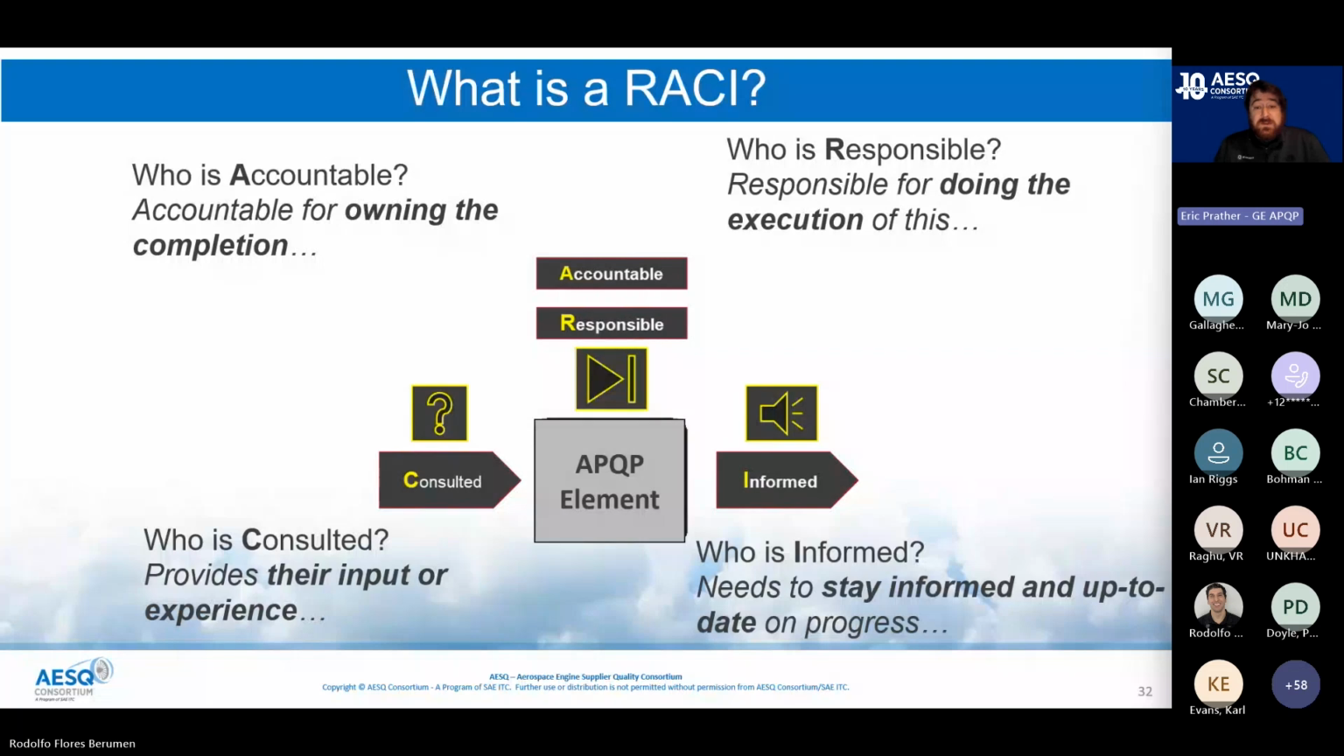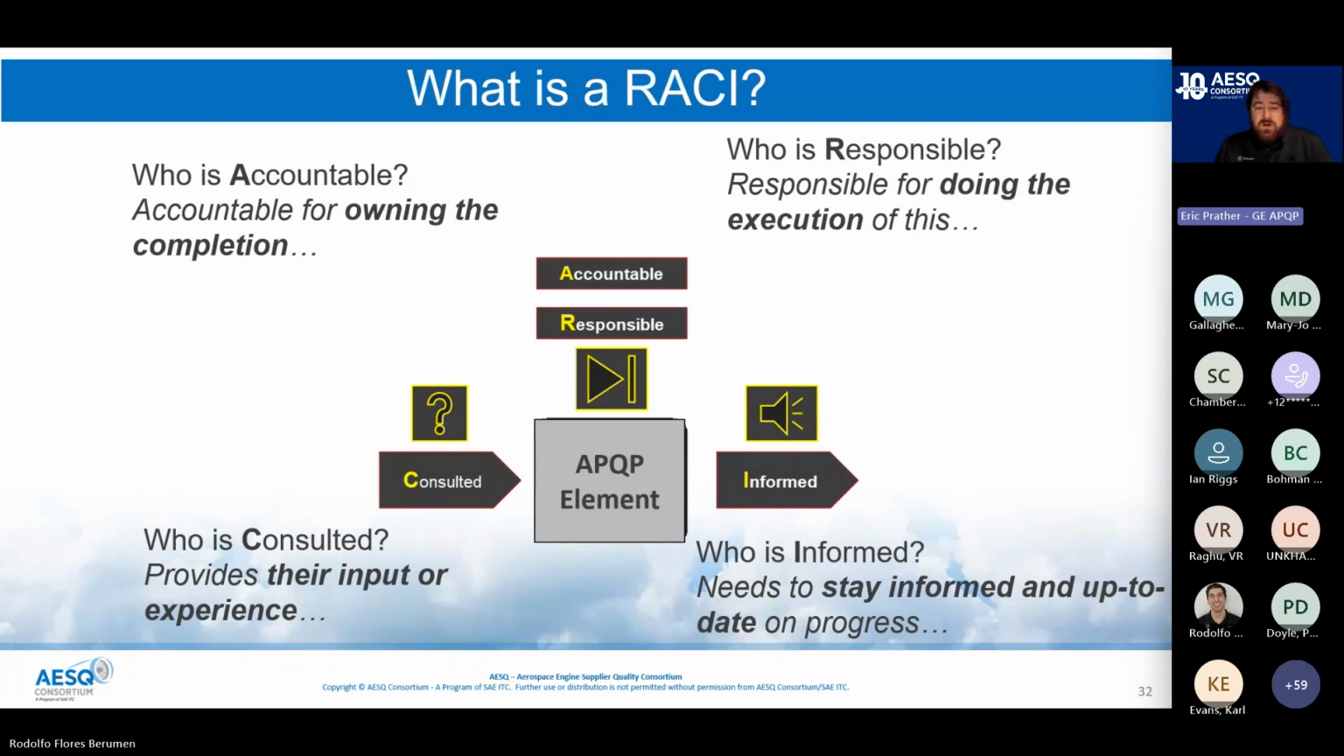Anyone responsible is not the person who owns it, but they have to do the work. They're creating these documents and creating these processes and getting everything set up. So they're the doing. So there's only one accountable for every single line item. There needs to be a single function or person that we contact when there is a need to follow up. Responsible can be as many people as it takes to get the work done.